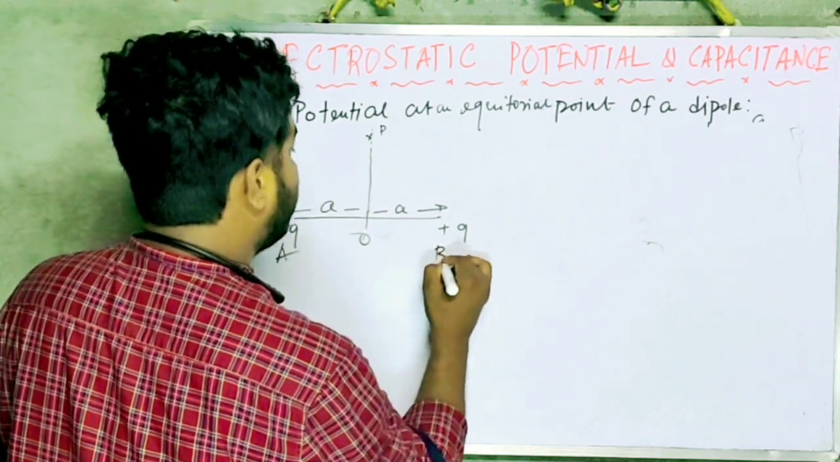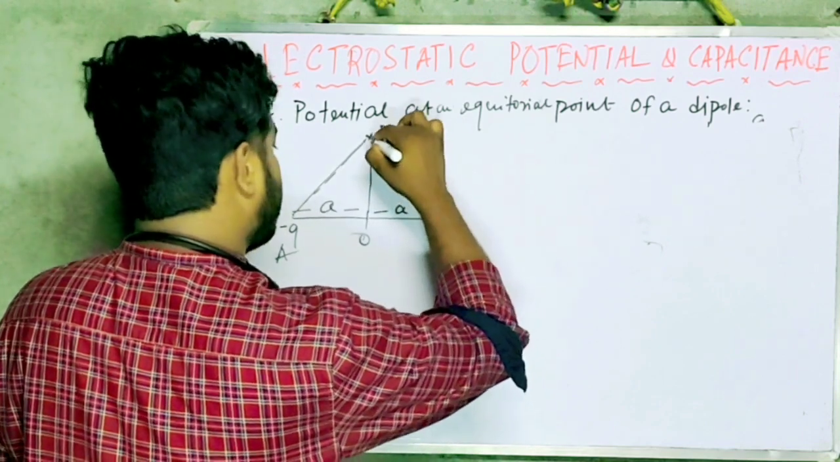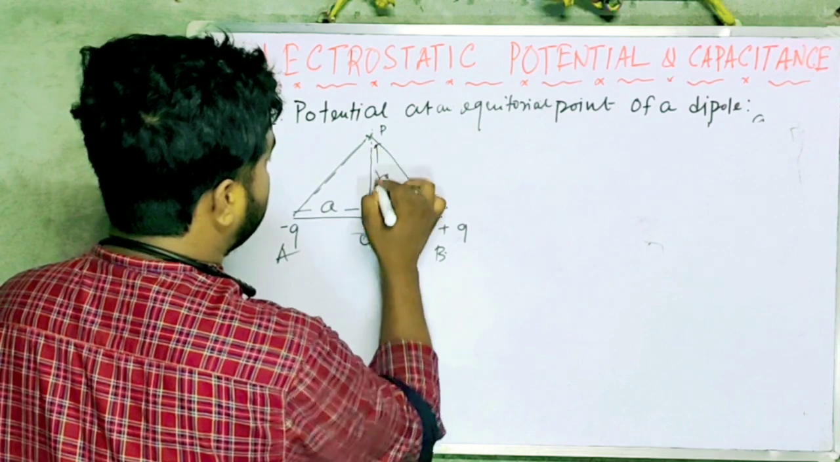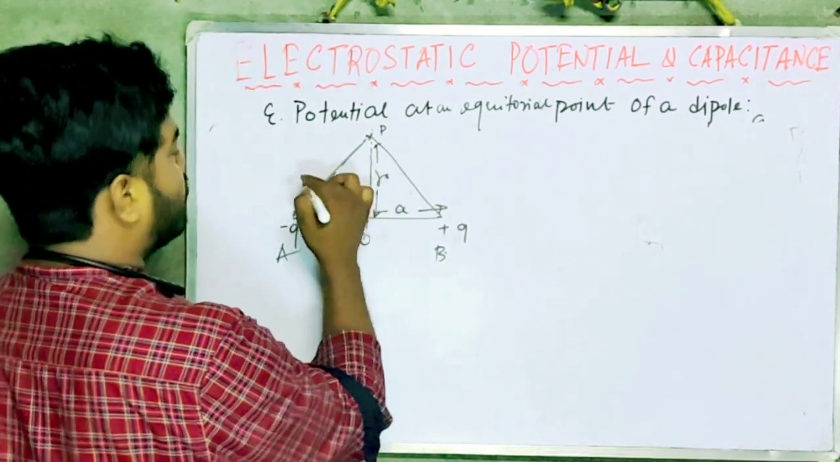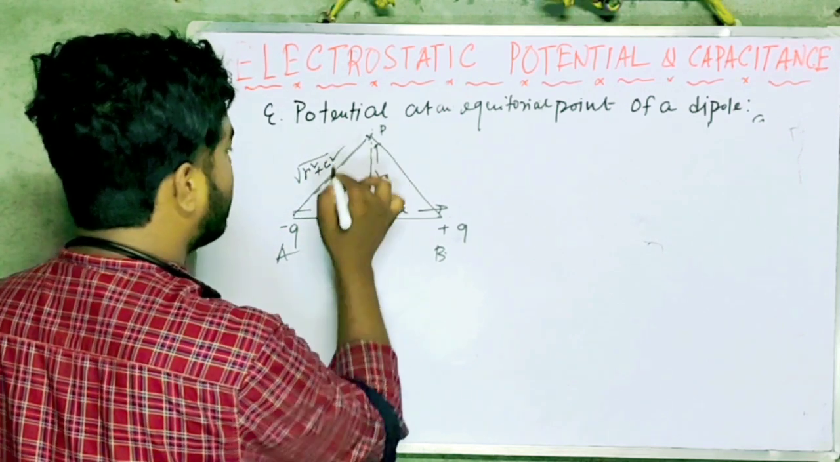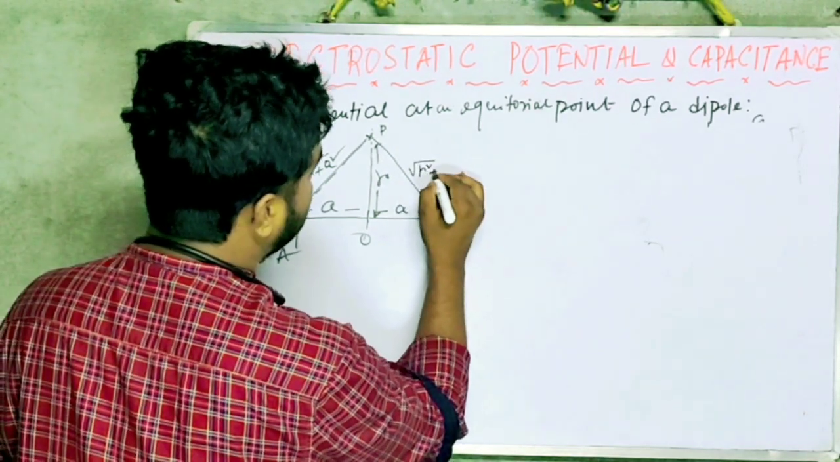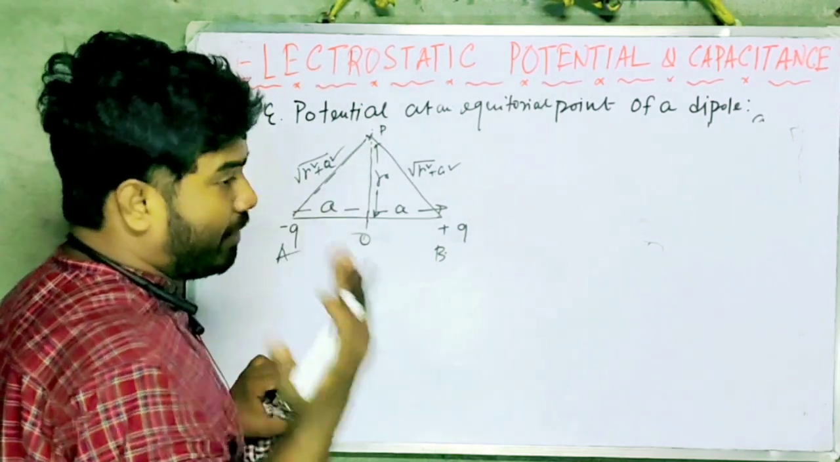A, B, just join it: A to P, and this one is B to P. Suppose the O to P separation is R. So this one is A, this one is R. So this separation AP will be root under R square plus A square. This one also is root under R square plus A square. Clear?